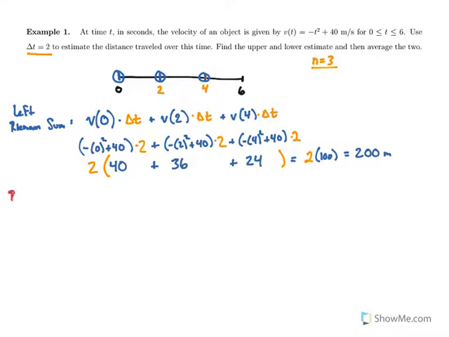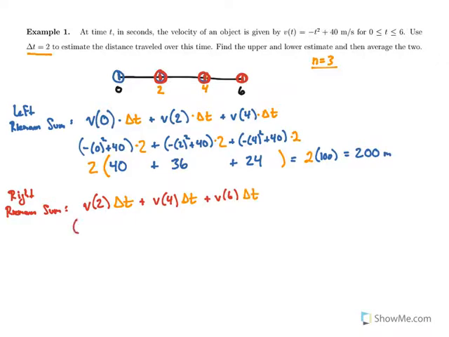Now let's think about the right Riemann sum. Here, we're going to use the right endpoints on all of these. We're going to use the 2, the 4, and the 6 as our endpoints. And that's going to give us v of 2 times delta t plus v of 4 times delta t plus v of 6 times delta t.